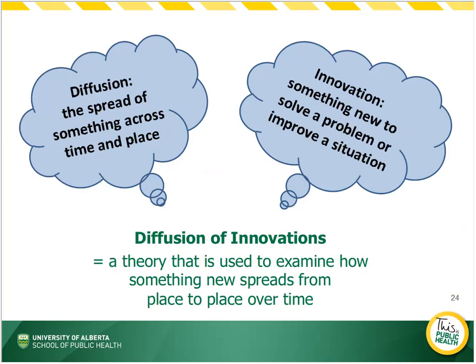And earlier I mentioned that we were going to talk a little bit more about diffusion of innovations and what Rogers had to say about that. So for those of you unfamiliar with this idea, diffusion of innovations is a theory that's used to examine how something new spreads from place to place and over time. So when we take apart the construct, diffusion is really that spread, that idea of things moving across time and place, and the innovation doesn't have to be tangible, but it is something new that is meant to solve a problem or improve a situation. So in our case, the innovation would be a new policy.